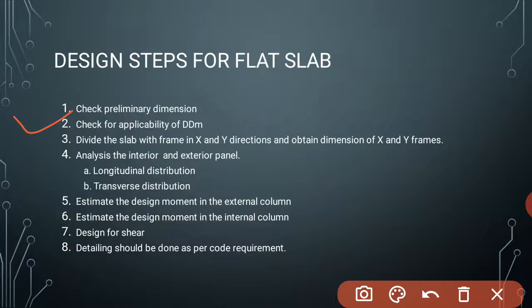Then longitudinal distribution and transverse distribution of the steel. Then distribution of the loads first of all, then estimate the design moment in the external column, similarly in the internal column. Then design for shear if it is weak in shear, and detailing should be done as per the code requirements. So these are the steps in the design of the flat slab.